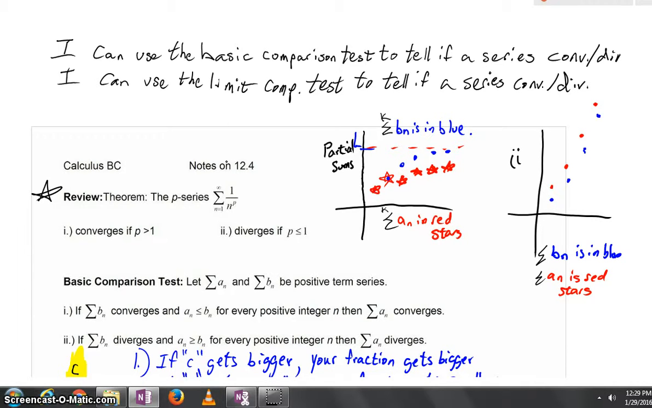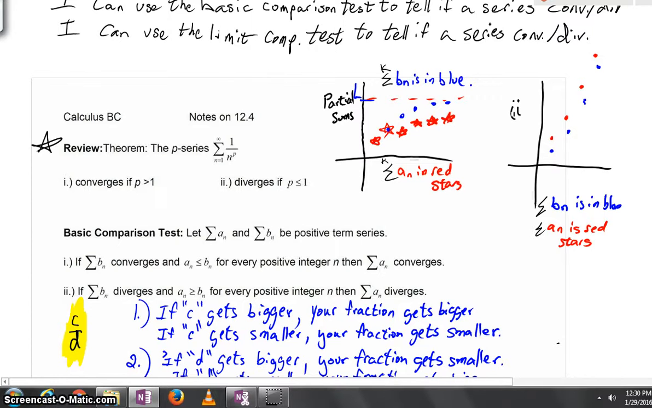Well, our series today will look a little bit different, although, and this is very important, our series will look incredibly close to p-series or geometric series, something that we know about convergence or divergence with a little bit of work. So we're going to learn two tests. You can see at the top of the screen, I can use the basic comparison test to tell if a series converges or diverges, and I can use the limit comparison test to tell if a series converges or diverges. Let's talk about the basic comparison test first.